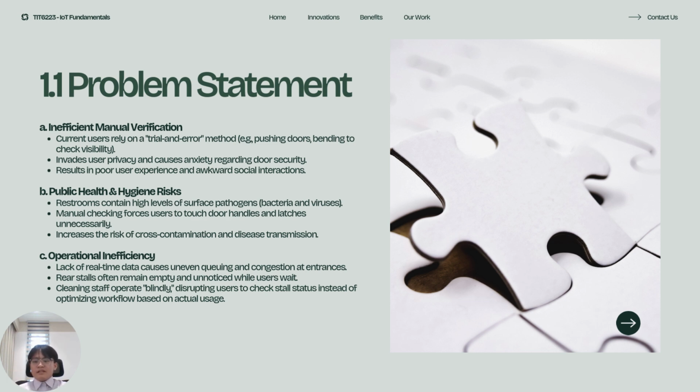From a facility management perspective, the lack of real-time occupancy data creates chaos. Without guidance, queues tend to form unevenly. Users crowd the entrance or wait at the first few stalls, often leaving the rear stalls empty and unnoticed.